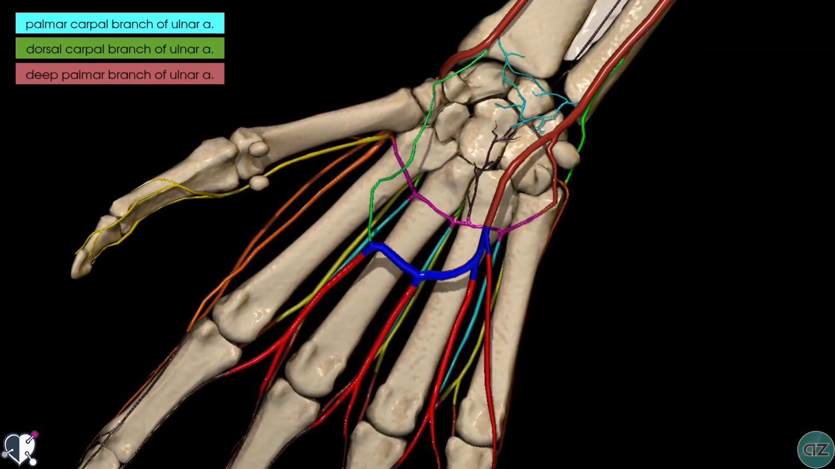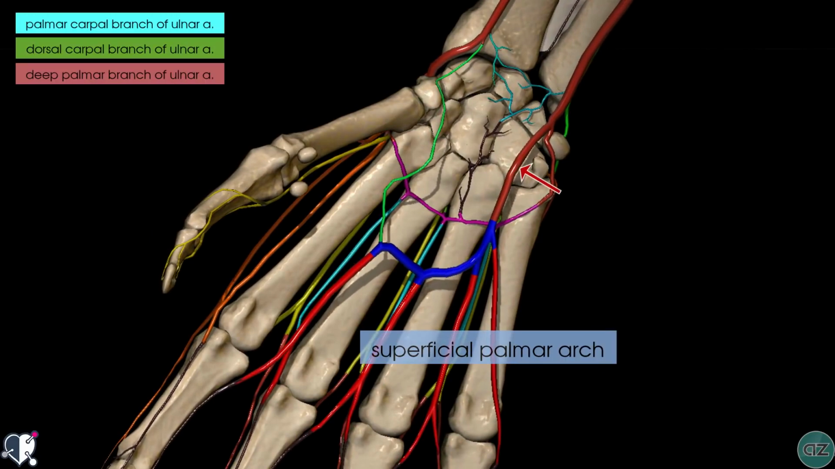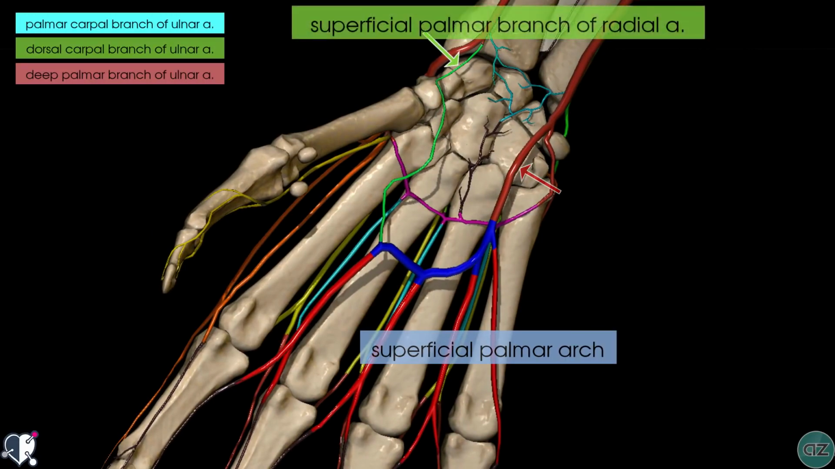Now, we've looked at the distal branches of the ulnar artery, and we can see now how the ulnar artery itself terminates. It terminates by forming this superficial palmar arch, which you can see highlighted in blue, and this palmar arch is formed by the anastomosis of the ulnar artery with a branch of the radial artery, known as the superficial palmar branch, highlighted in green.